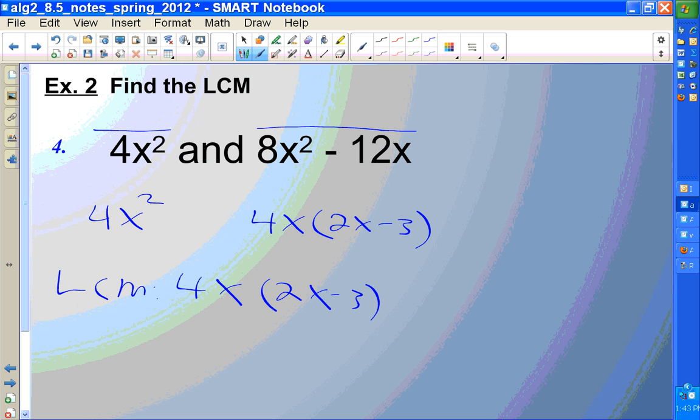Some of you are thinking 4x is one thing. It's not. So the x repeats. What else repeats? The 4 repeats. What's the highest power on the 4? 1. So we're going to keep it as a 4. How about on the x? 2. And the 2x minus 3 is a solo. So you have 4x squared times 2x minus 3 as your LCM. Does everyone see this?